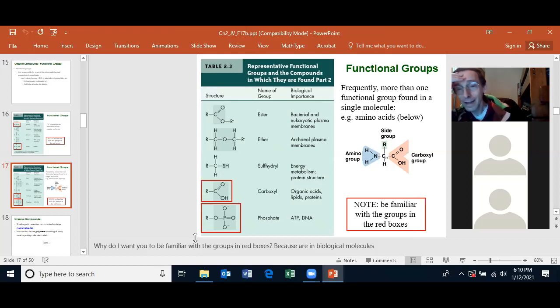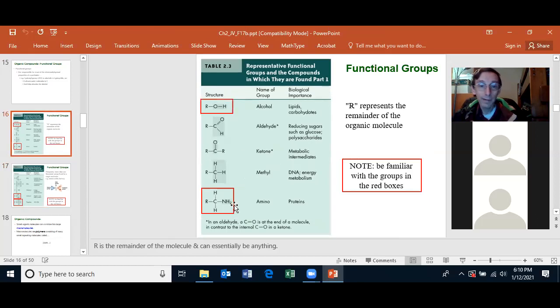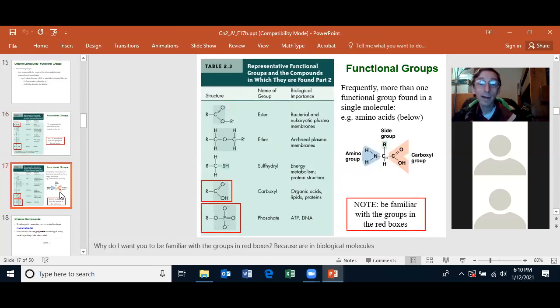You're getting on it, and that is, these are the groups that you find in the biological molecules. And so we're going to be running into carboxyl groups and phosphate groups, OH groups, and amino groups whenever we talk about the biological molecules. So that's why I want you to know the groups surrounded in a red box. I'm not going to ever talk about the ester link, at least I don't think I'll ever talk about it.